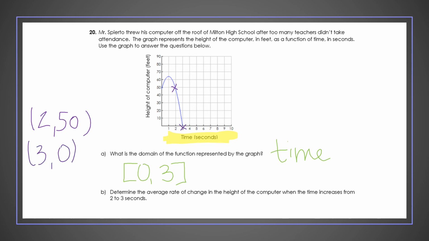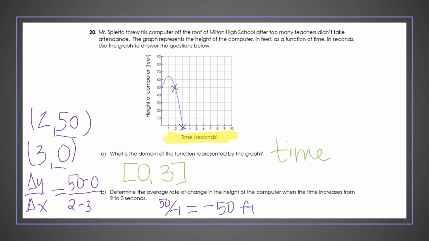So if we want to do this algebraically, we're going to do change in y over change in x. If I look at the y values, it went from 50 to 0. And if I look at the x values, it went from 2 to 3. 50 minus 0 is 50, 2 minus 3 is -1, and 50 divided by -1 is -50 feet per second. Okay, the y changed by 50 feet, the x changed by 1 second, so 50 feet per second, and it's negative because the computer is going down.